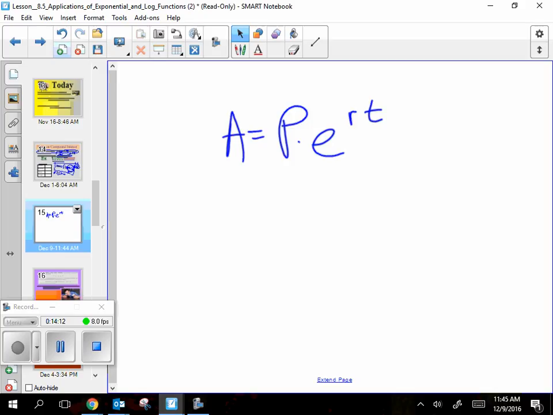So you have two problems today. One kind will say, oh, it's compounding monthly, and you've got to use that formula we just did. If it says compounding continuously, you use this formula.